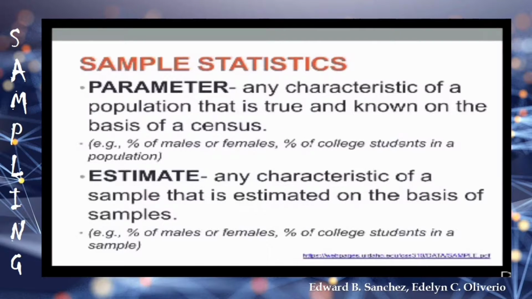Sample statistics. Parameter, any characteristic of a population that is true and known on the basis of a census. Example, percentage of males or females, percentage of college students in a population. Estimate, any characteristic of a sample that is estimated on the basis of samples. Example, percentage of males or females, percentage of college students in a sample.